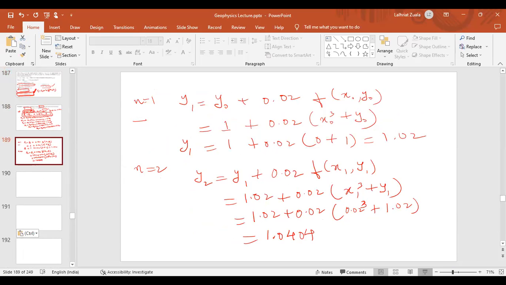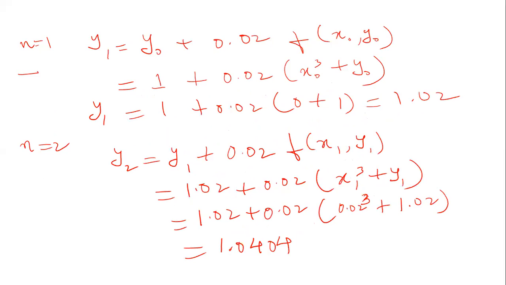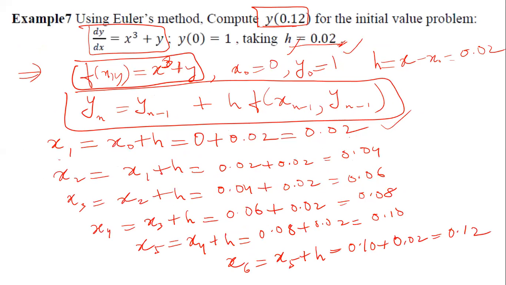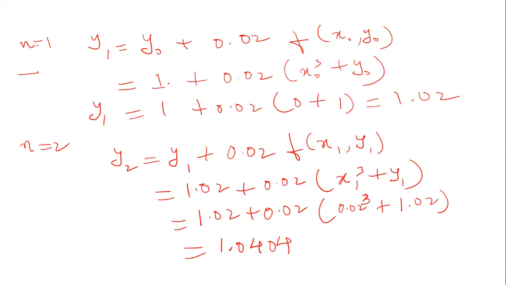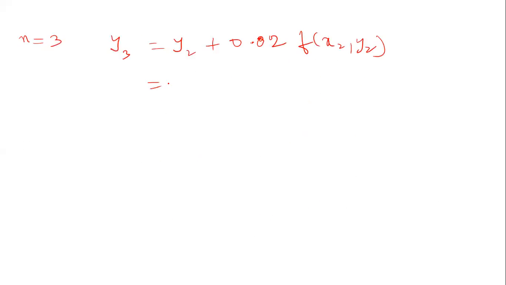So we have arrived at y2. Y2 corresponds to our x2, which is 0.04. Now we have to arrive at y3 again using the Euler formula. In order to arrive at y3, you put n equal to 3. Y3 will be equal to y2 plus h, which is 0.02, times f of x2, y2, and our y2 here is 1.0404.